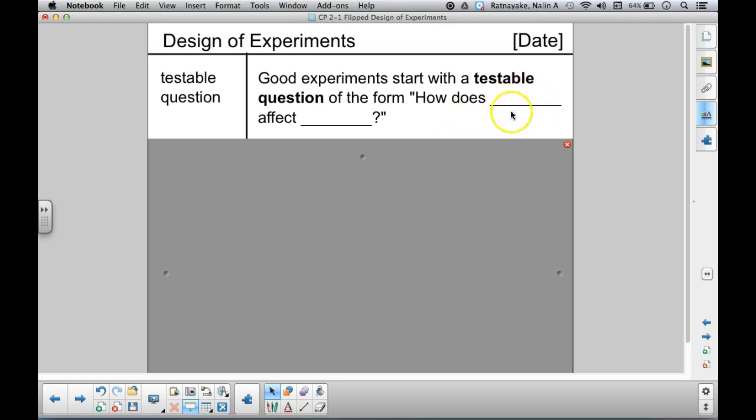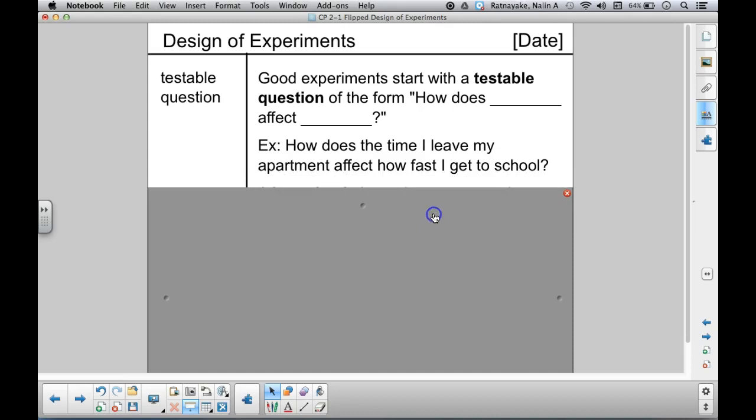I have something up here that I'm looking for the effect of, the time I leave my apartment, and I'm trying to see its effect on something else, which is over here, the time it takes me to get to work. So that would be an example of a testable question. Right here, how does the time I leave my apartment affect how fast I get to school?